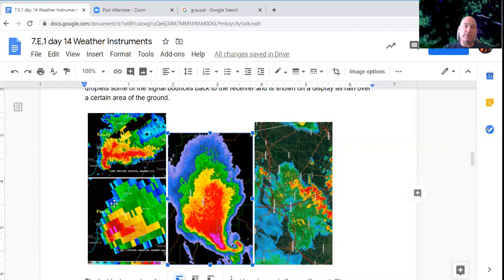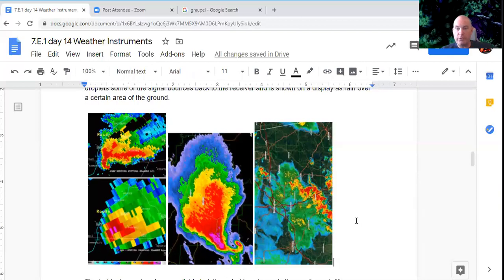So these two are the same thing. They're just different pieces of different information they're looking at. There's that thing, and there's the hook again right there. Looks like a hook. That one looks like a question mark. It's called a hook signature, and that's what they look for when they're talking about tornado signatures on radar. Yeah, here's the one.